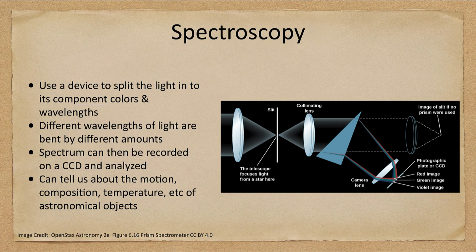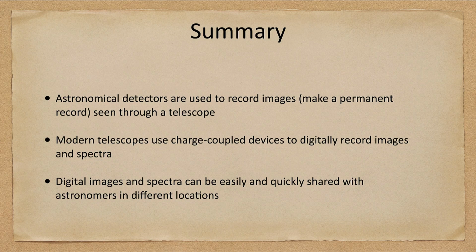So let's go ahead and finish up here with our summary. What we've looked at is the various astronomical detectors that are used to record images, really making a permanent record of the objects that we have seen. Modern telescopes use a charge coupled device, a CCD, to digitally record these images and spectra, which can then be easily and quickly shared with astronomers in different locations. So that concludes this lecture on astronomical detectors.